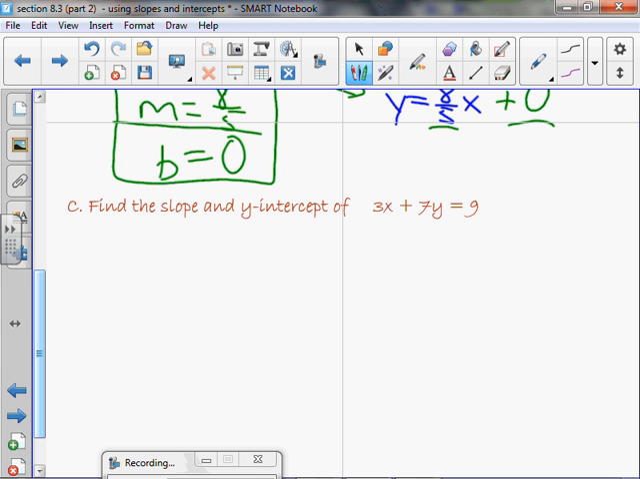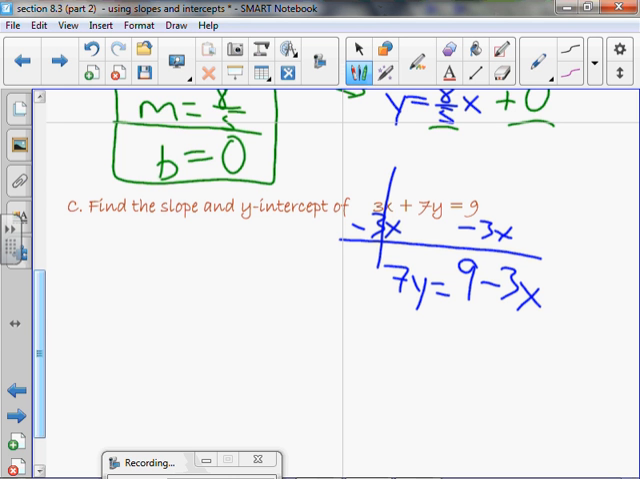Divide 3x by 3? No. Subtract 3x from both sides. Subtract 3x from both sides. Now here's the trick. 7y is left on the left. What is 9 minus 3x? This is not 6x. It is 9 minus 3x.